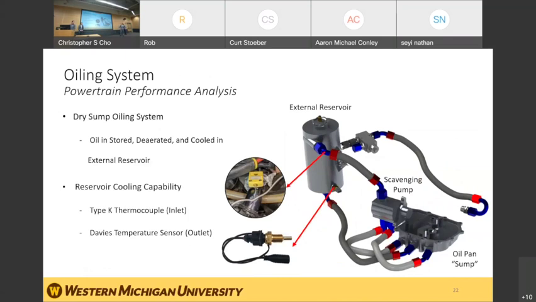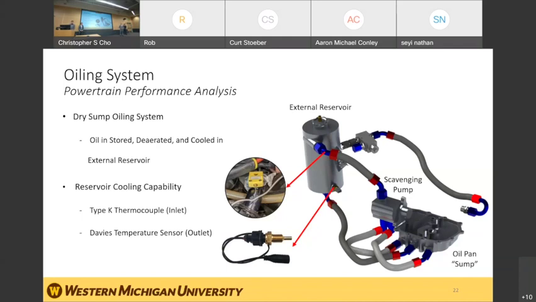So the dry sump oiling system further works by storing the oil in the reservoir, as I talked about. While it's stored in the reservoir, this gives the oil the opportunity to de-aerate and cool. The cooling in the reservoir allows us to not need any alternative oil cooling system for our vehicle.